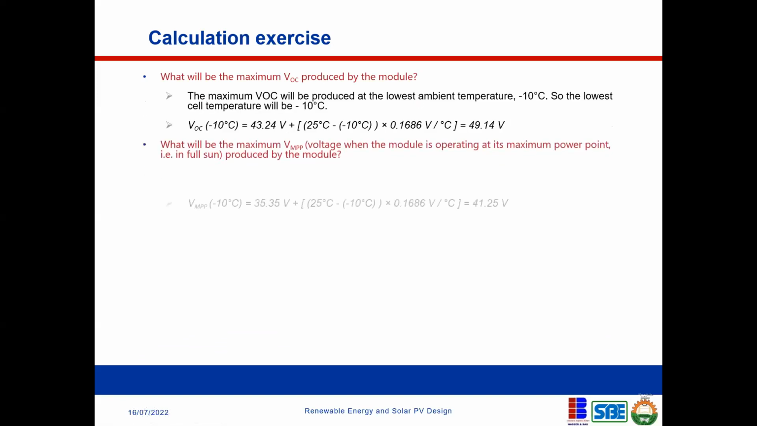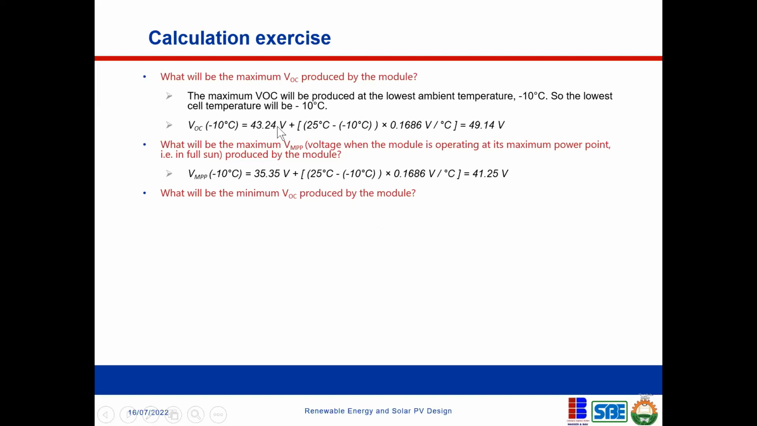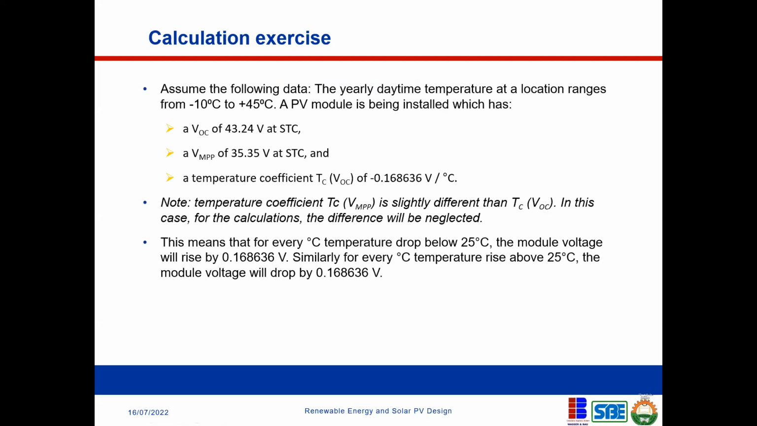Okay. So what this calculation essentially does is that you now determine the difference. The standard test condition is 25 degrees centigrade, and the point that we want to calculate is minus 10. What is the temperature difference between 25 and minus 10? If you get that difference, you multiply it by the coefficient, which is 0.1686, and you add it to the voltage at the standard test condition. The voltage at the standard test condition is 43.25. It was given in the statistics here.